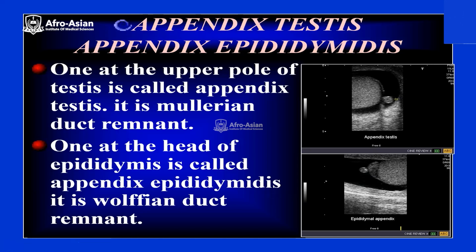So one at the upper pole of the testes is called appendix testis. It is a Mullerian duct remnant. And one at the head of epididymis is called appendix epididymis. It is a Wolffian duct remnant.